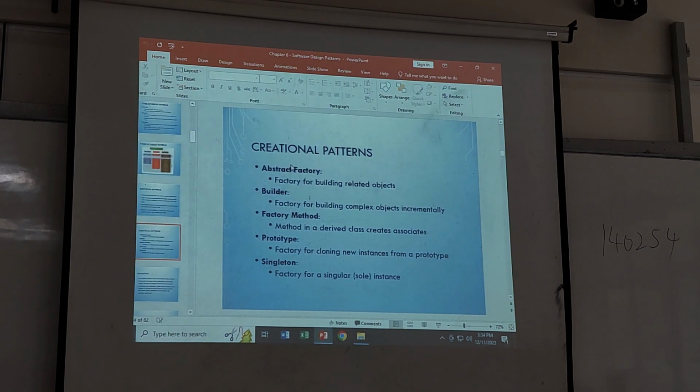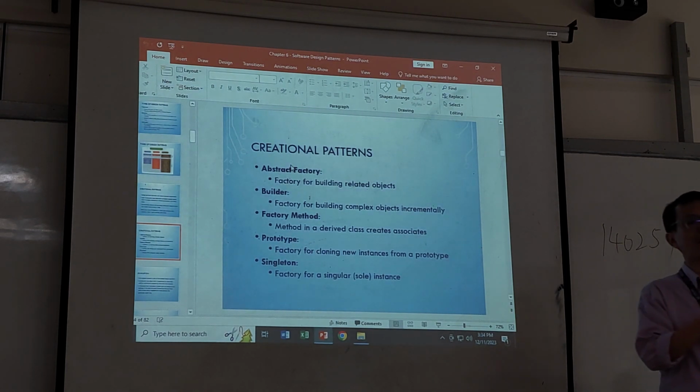These are the creational methods here. 5 creational methods we are going to discuss today. Are you ready? Okay, so start with which one first?